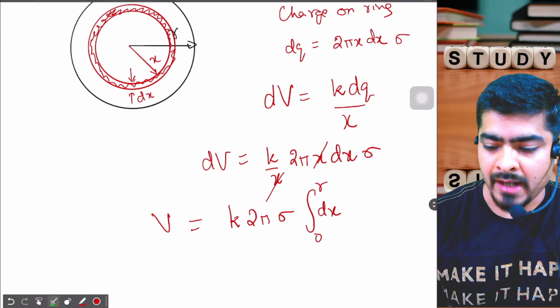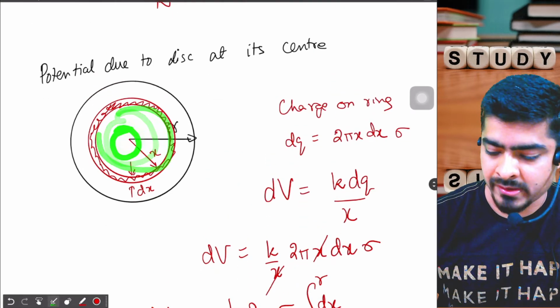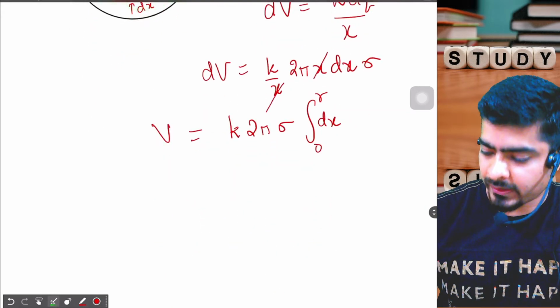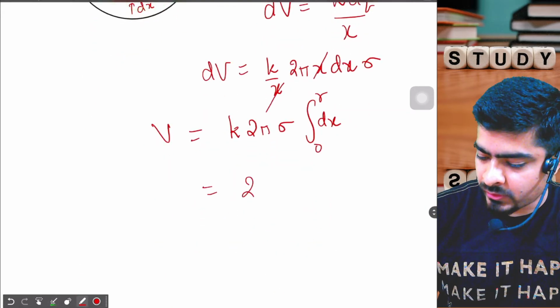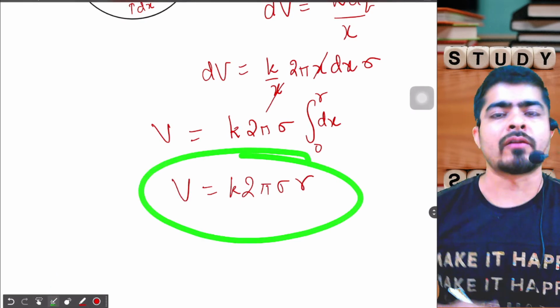I will take several rings along the radius, several concentric rings. So my radius starts from 0 and goes all the way up to small r. So I'll get this to be equal to 2 pi sigma k r. This is the potential at the center of the ring.